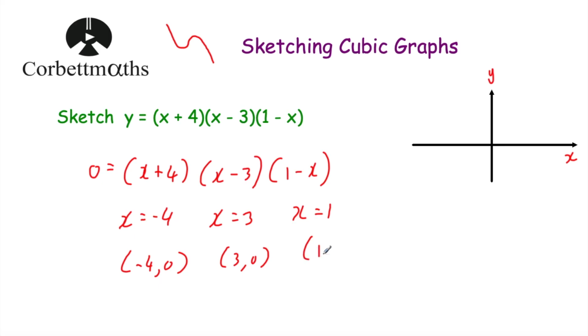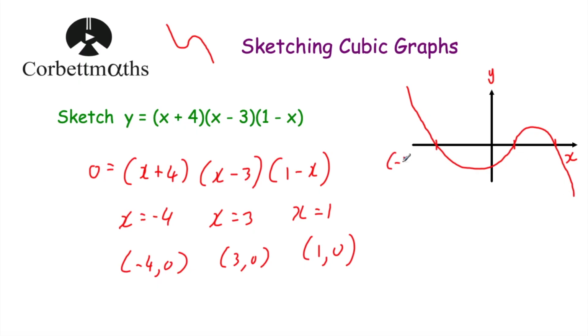So that means that it crosses the x-axis at the points negative 4, 0, 3, 0, and 1, 0. So let's plot those points. Negative 4, 0 would be here somewhere. 1, 0 will be there somewhere, and 3, 0 will be there somewhere. And we know the graph has this shape, so it's going to come down. We can actually sketch it now. It comes down, comes back up again, comes down again, and then looks something like that. Okay, so that's the cubic graph.